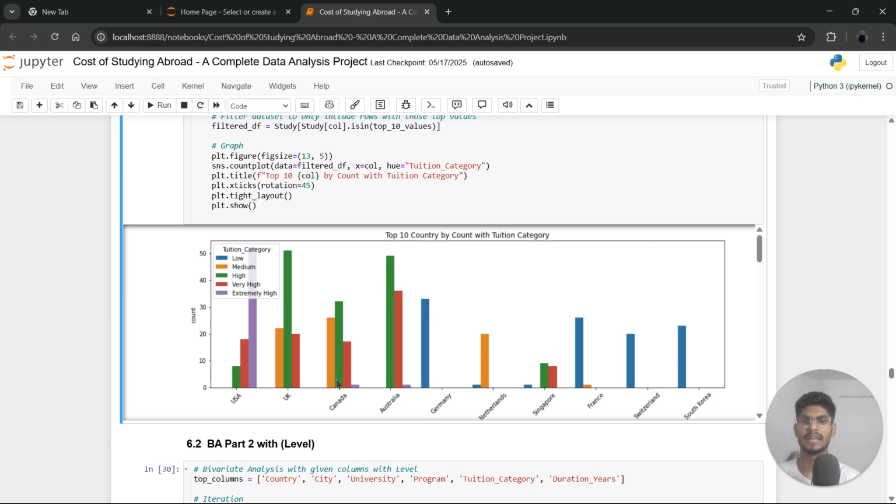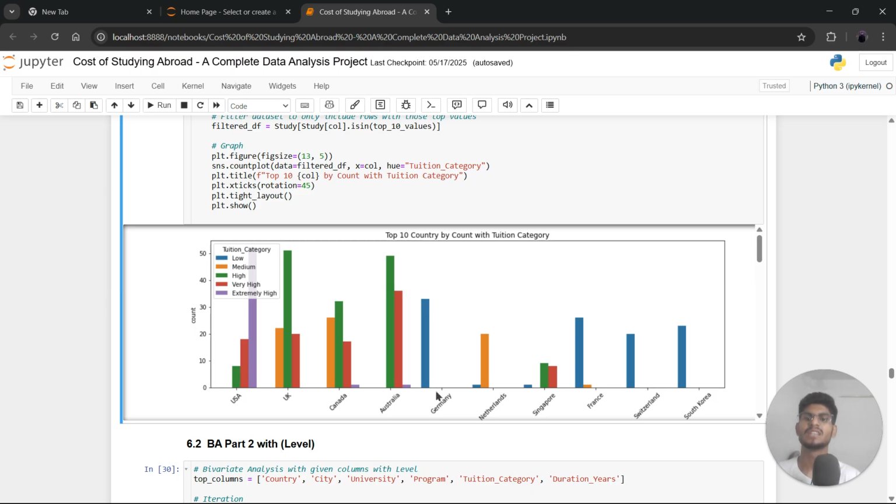Both are equivalent, so nothing differentiates. And we can see in Australia the tuition fees is high or very high, but there is no category like low or medium.